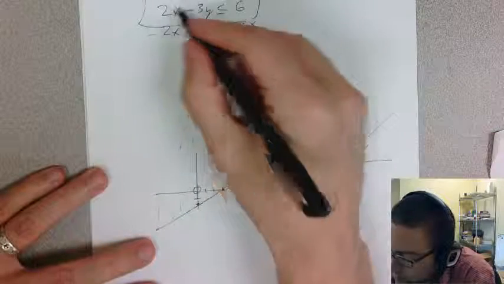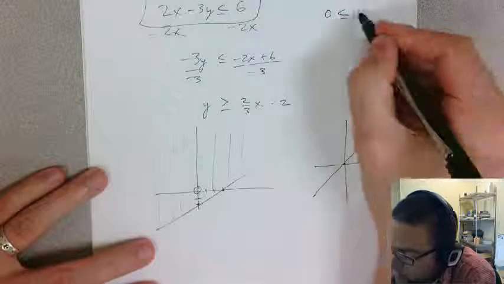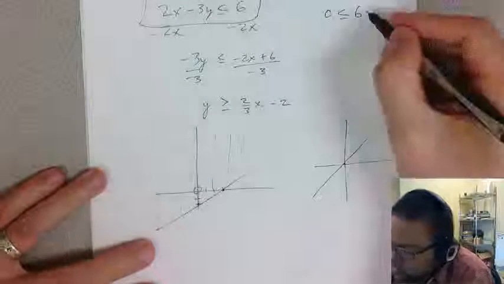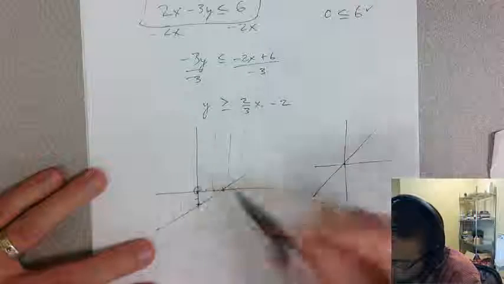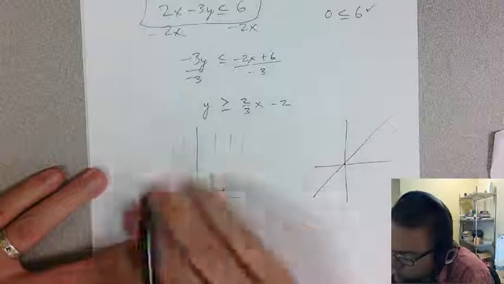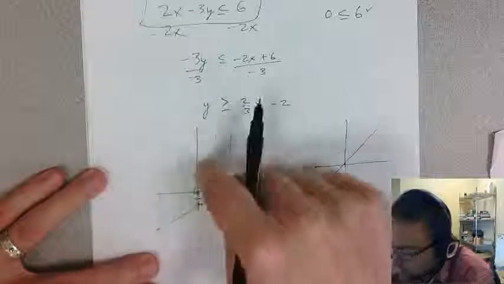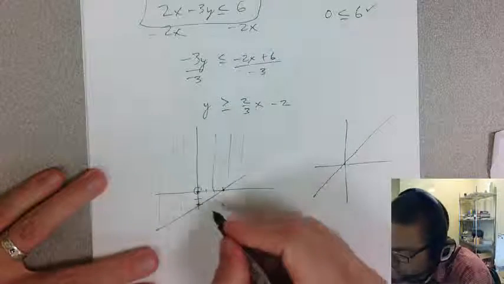So I go 0 minus 0, is that less than 6? And it is, it's true. So I expect 0, 0 to be a point that's shaded. If I came up with something that was false, I would say, well, this whole half plane is not shaded, and the other half should be shaded. So let's just check one point that's over here.